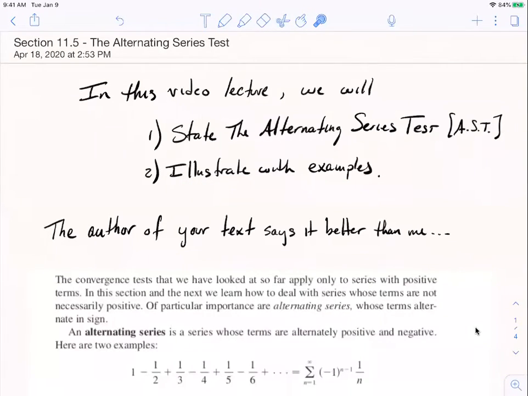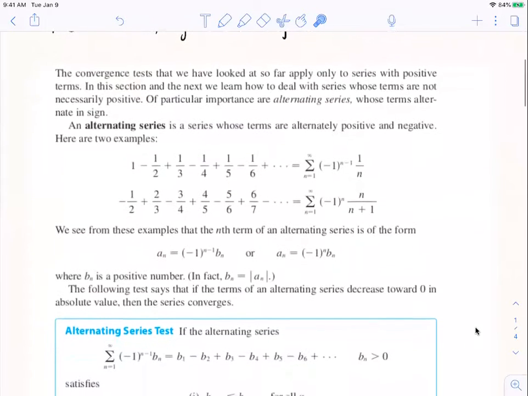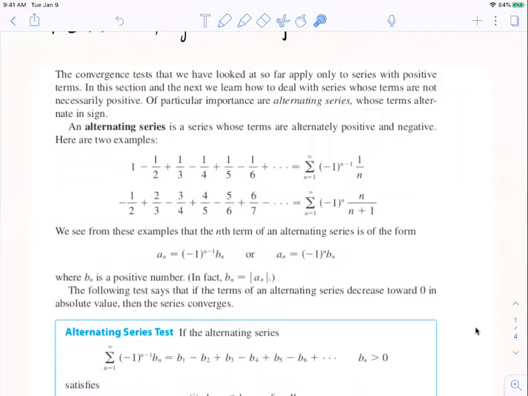In this instance, I couldn't motivate this subject any better than your author does. So I just clipped a little section out of your book, and let's take a look at it. What the author is saying is that most of our tests so far, with the exception of the geometric series test, have required that we be considering series with positive terms. The comparison test, the limit comparison test, the integral test, all required that the terms be greater than 0. So now we're going to learn how to deal with series whose terms are not always positive, but half of them are.